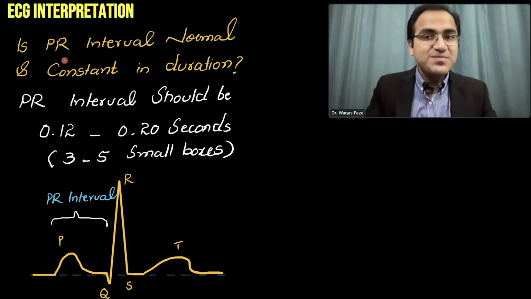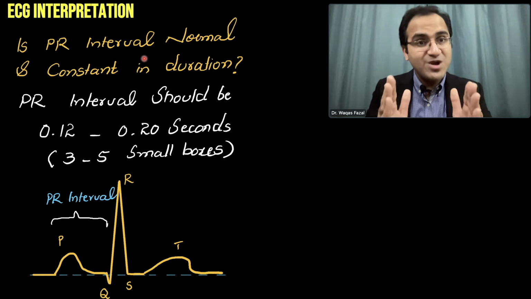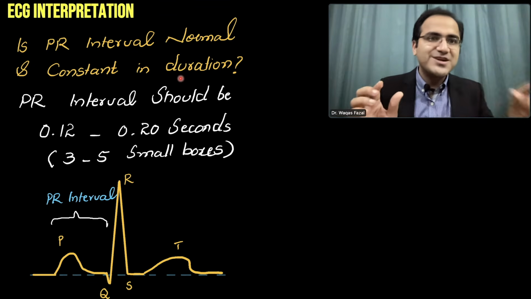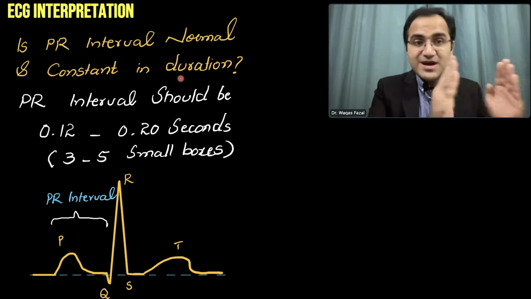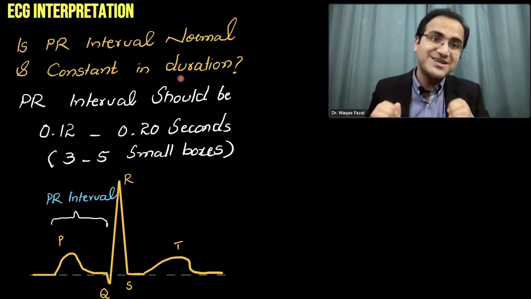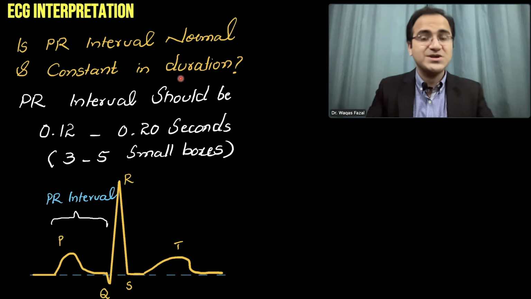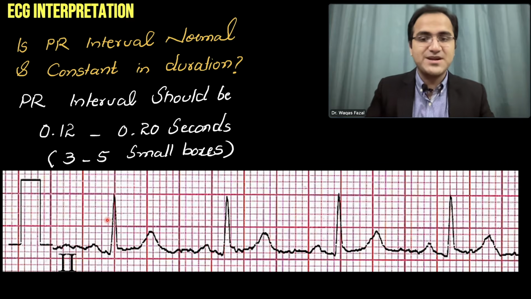You see whether the PR interval is normal, whether the PR interval is between 3 to 5 small boxes or not, and is it constant in duration. You look at all the PR intervals, that all the PR intervals are the same, all the PR intervals are constant. One PR interval is not bigger or smaller than the other one. If one PR interval is smaller and other one is bigger, that's also a pathology. So they should all be constant. PR interval should be from 3 to 5 small boxes. This is the PR interval.